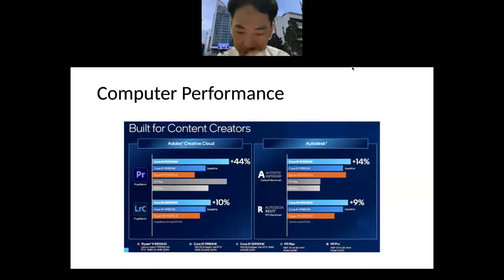But if you have the comparison, for example, this is another example, and here is from Intel. Let's have a look at this one. Intel Core i9 is 44% better than the baseline here. Here the Intel Core i9 is 10% better than the baseline. Again, here the Core i9 is 14% better than the baseline, and here is 9% better.